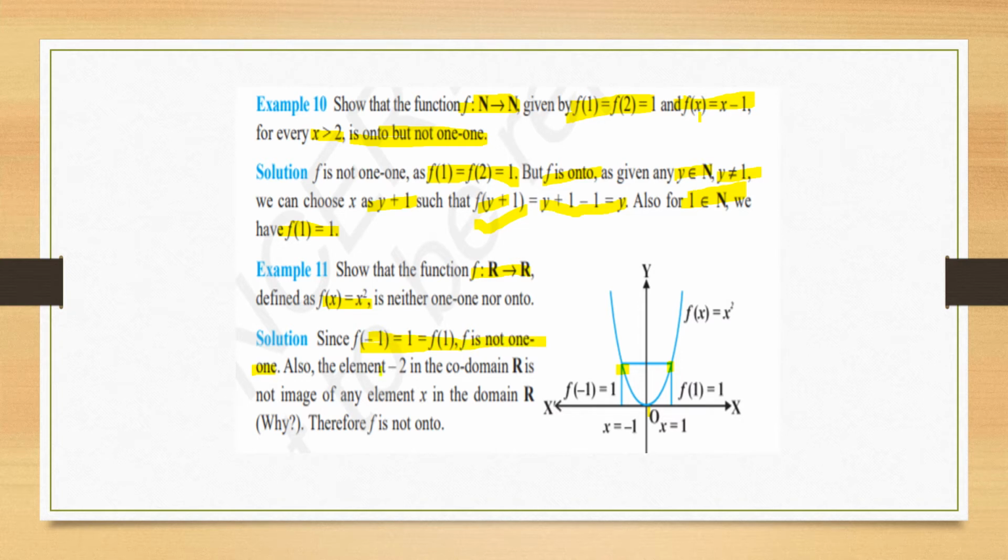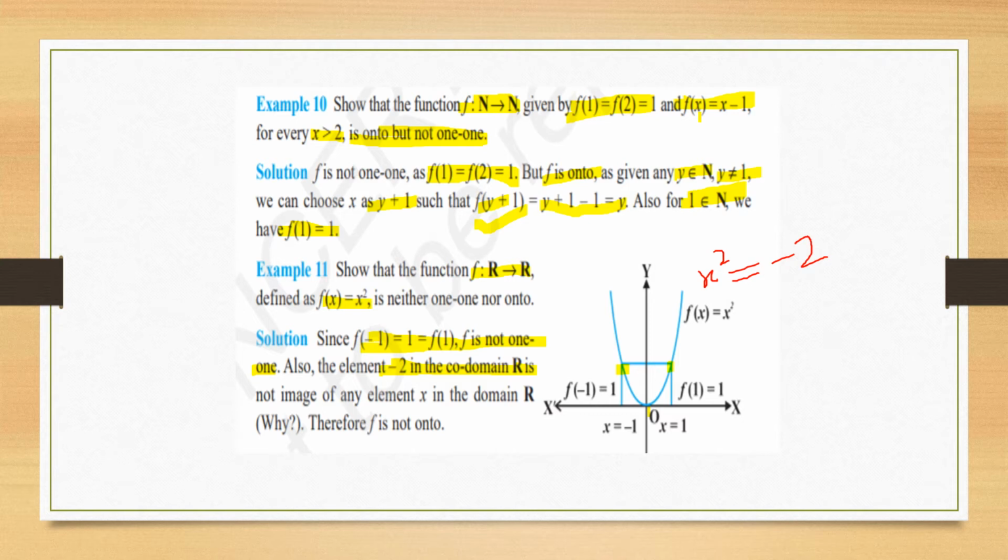Also, consider the element -2 in the codomain. As we can see, x² is equal to -2. Okay, x² equal to -2, right? If we take that in the codomain, we will find that it will not be the image of any element of x in R.